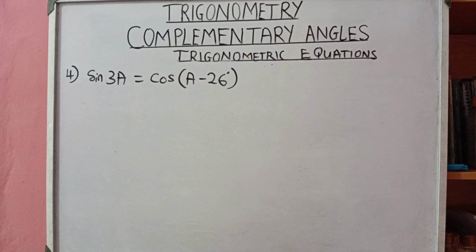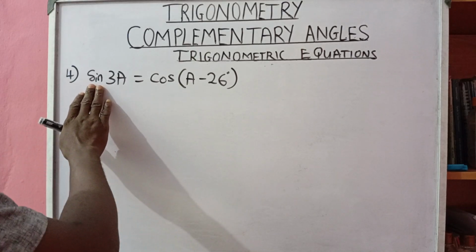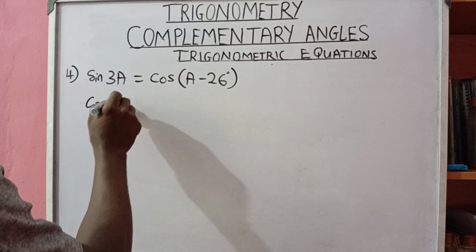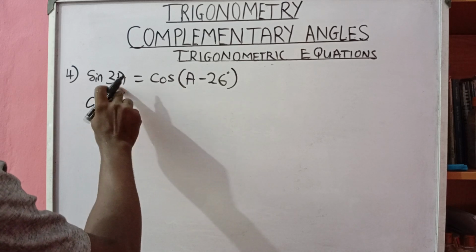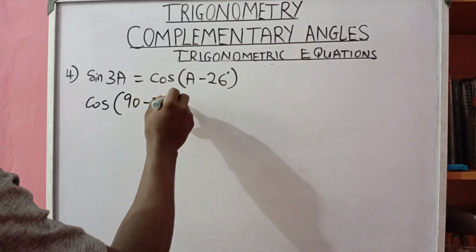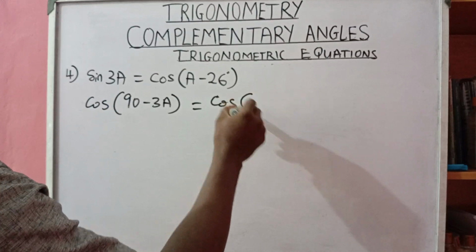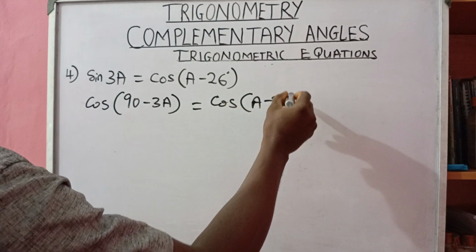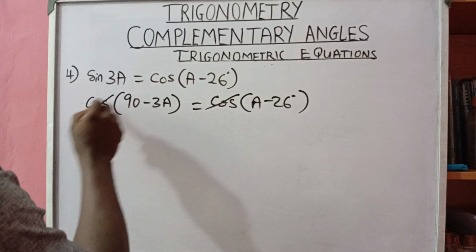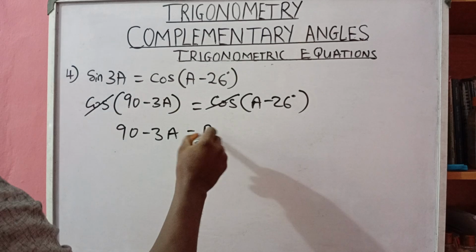For the number 4 example, which is the last, we can transform these to cos. All right, so both of them will be cos. This is representing theta now. That will be 90 minus 3a, then equal to cos a minus 26. All right, so we do away with the cos, then go with the numbers that we have here, which is a minus 26.